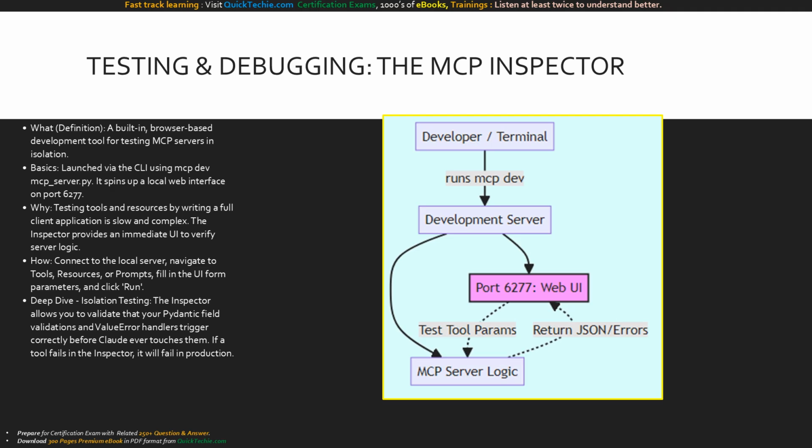You interact with the web UI to send test parameters directly into your server logic. The logic processes the request and feeds the raw JSON or error stack traces right back to your browser, allowing for rapid, isolated debugging without writing a single line of client code.